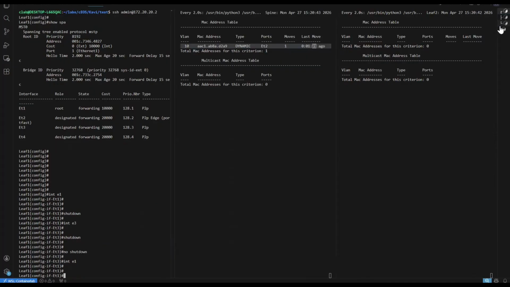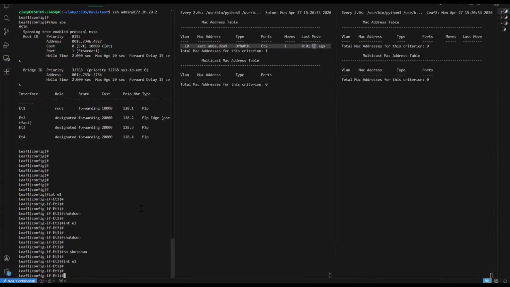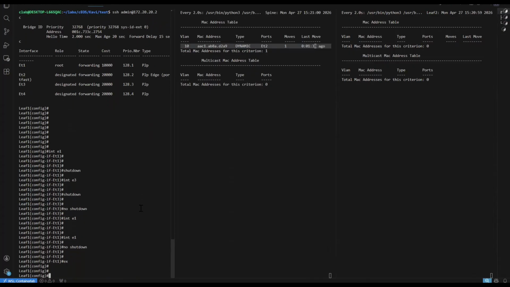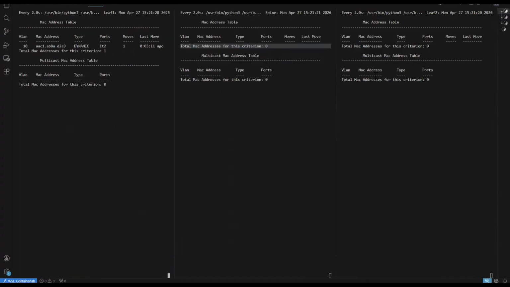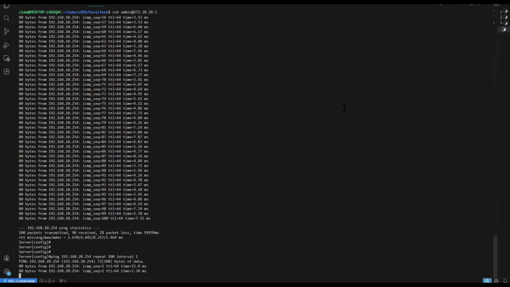Let me do it from the other VLAN, VLAN 20, as well this time quickly. So interface ET1 shut. Now I'm going to run watch diff show MAC address. Now I'm going to be pinging from VLAN 20. Start ping. So pings are going now.